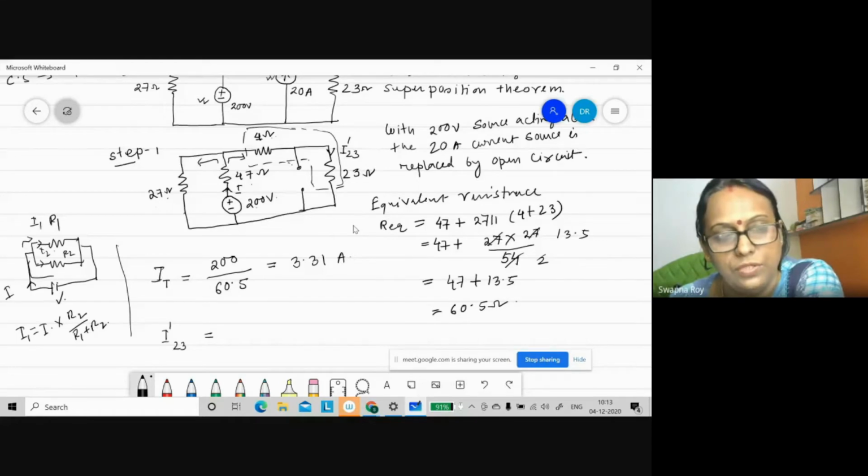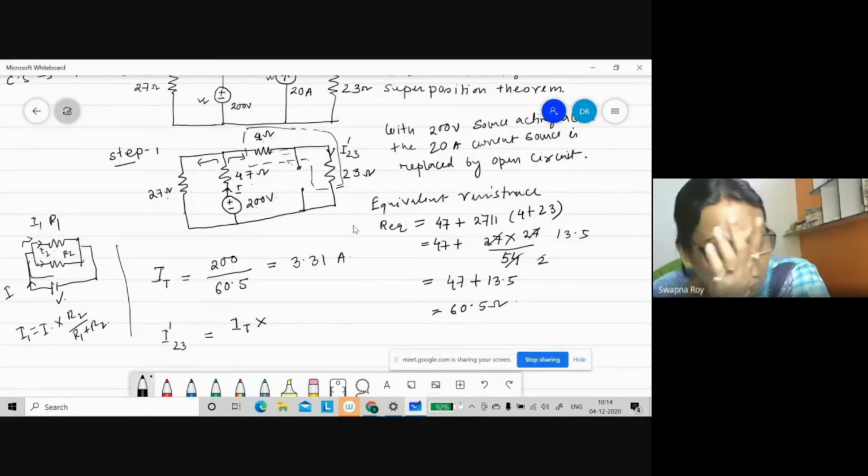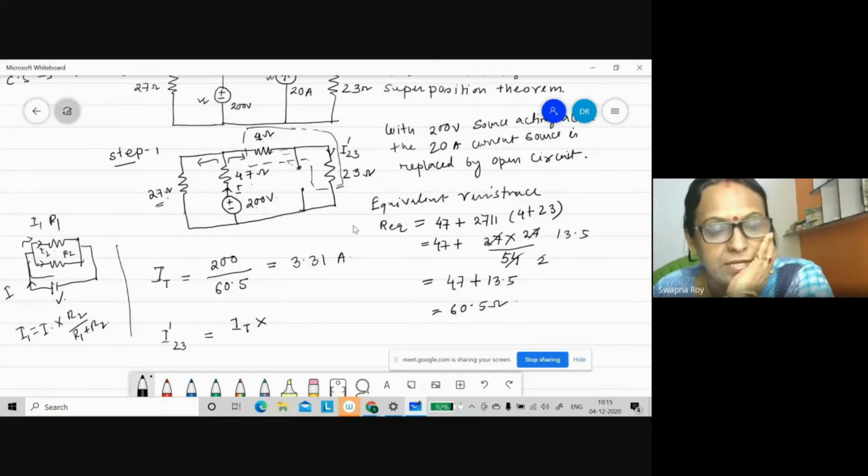Is there any doubt in current divider rule? The main current, that means I total, will flow up to this. Then we can see the branching. So the main current is I total into opposite resistance. Our objective is to find the current through 4 ohms, and the current through 23 will be the same, because they are connected in series. Now some part will flow through this part, so this is the opposite resistance. Main current into opposite resistance by sum of resistances. Sum of resistances means 27 plus 4 plus 23.